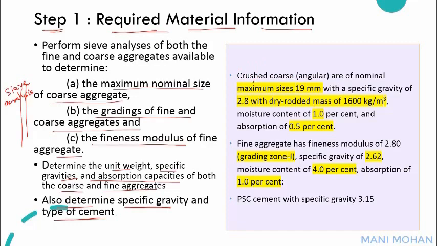For our mixed design problem, by conducting required experiments on materials, the following information is collected. Crushed coarse aggregate is angular in shape and have nominal maximum size of 19 mm with specific gravity of 2.8 with dry rodded mass of 1600 kg per meter cube. The moisture content which is found in crushed coarse aggregate is 1% with absorption of 0.5%. Now, in case of fine aggregate, it has been determined that its fineness modulus is 2.8, the specific gravity is 2.62 with moisture content as 4% and absorption of 1%.